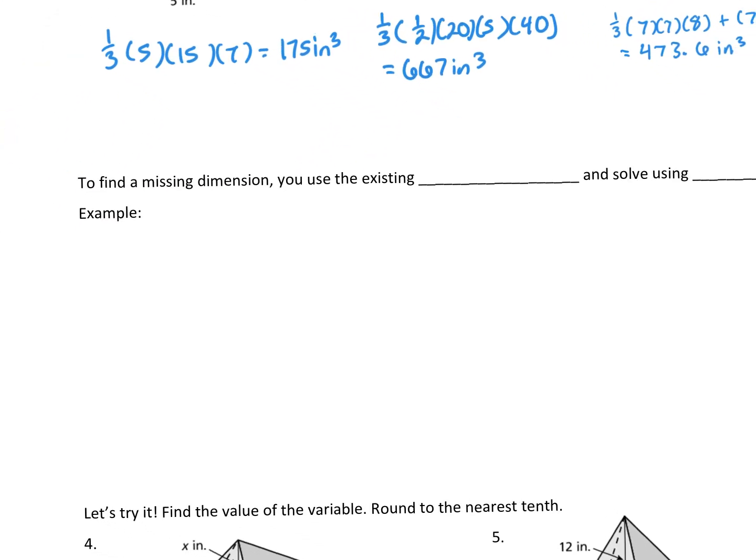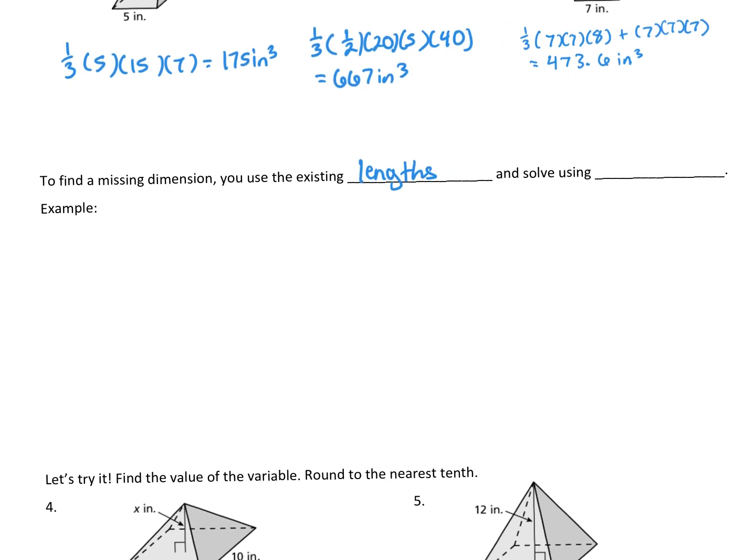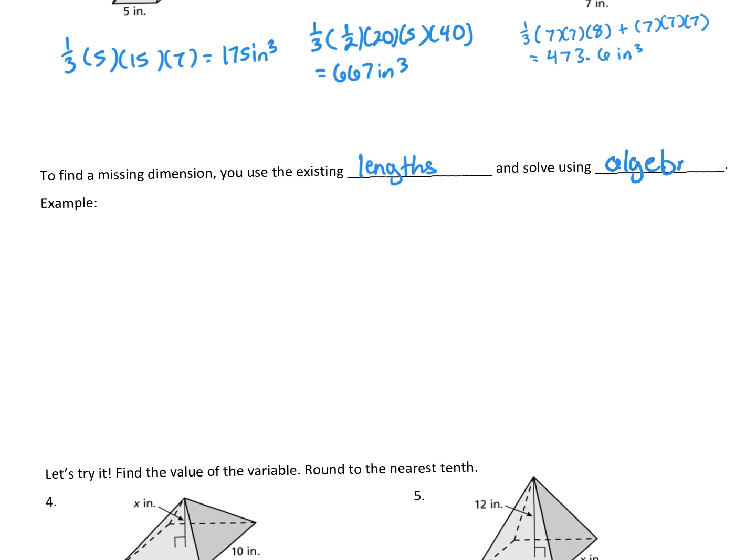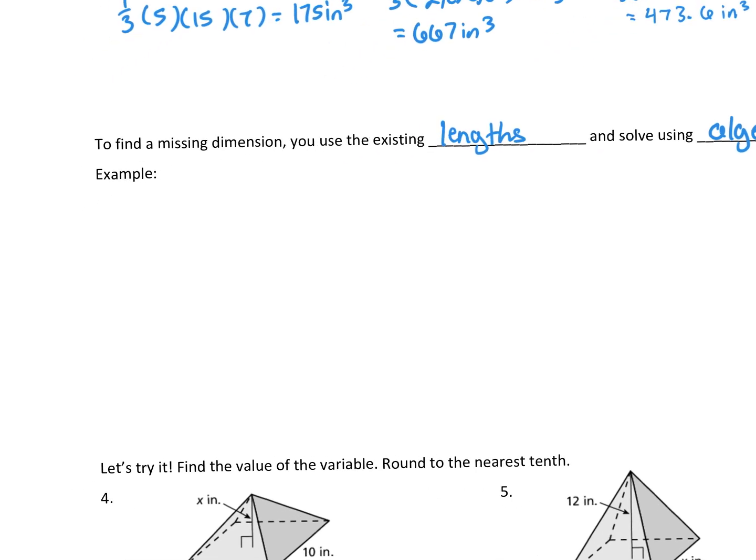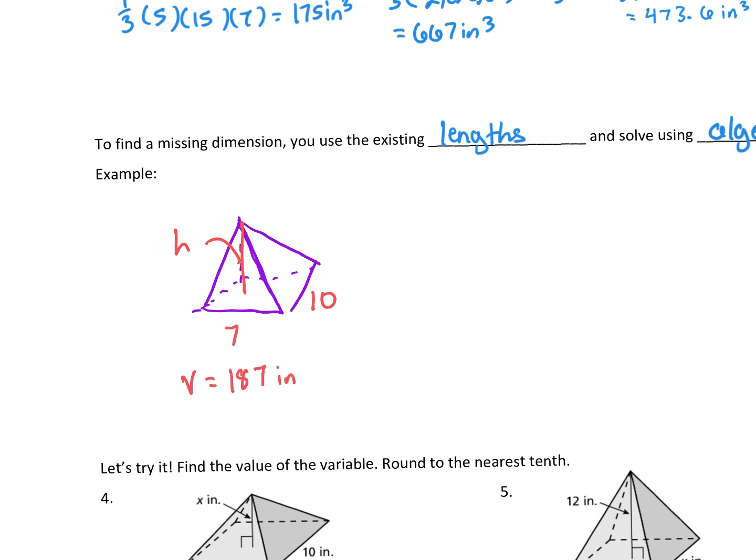Next, to find a missing dimension, you need to use the existing lengths, and then we have to solve using algebra. We're never going to drop algebra skills. Once you learn algebra skills, it never goes away in math. So imagine if you had a pyramid here, like so. And this was like 7 times 10, and we're trying to find the height. This is the height.